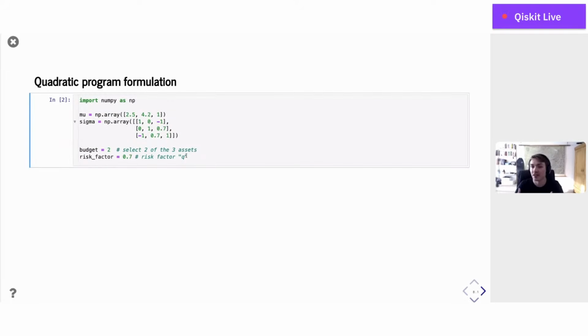So to start, let's define an example quadratic program. Here, we define our vector mu as this array with 3 elements, and we can choose whatever metric of money we want. So maybe you can just say we use dollars. So here we can say that for asset 1, we expect a return of $2.5, 4.2 for the second one, and 1 for the third one. And this here describes the covariance matrix. In quadratic programs, you can add constraints, as for instance a budget constraint that we add here, which means that we have 3 assets, but we only want to select 2 of them. And lastly, we define our risk factor, which here we set to 0.7. Usually this is a number between 0 and 1.